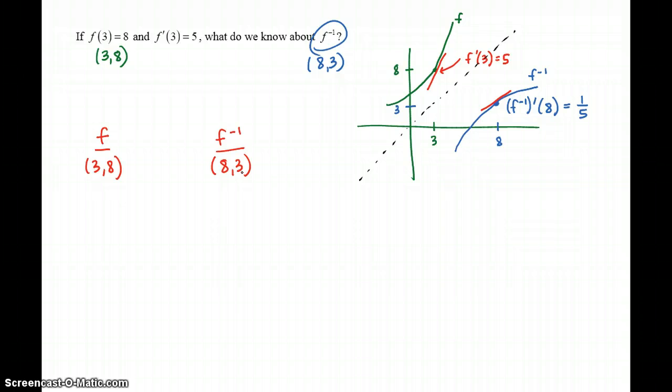So if I know the slope at 3 is 5 when I'm looking at f, that means the slope at 8 must be the reciprocal of 5 here. And now we have 1/5. And we know that because by definition of the inverse, our inputs and outputs switch.